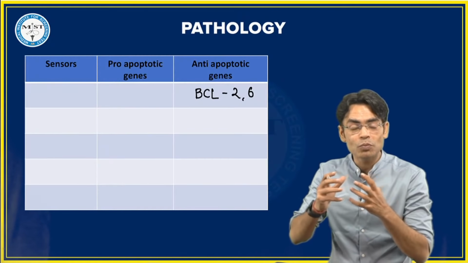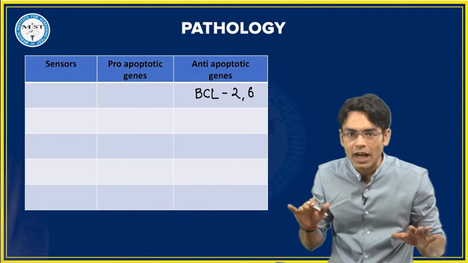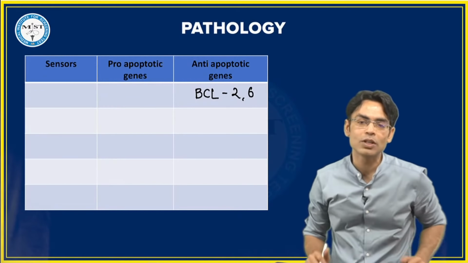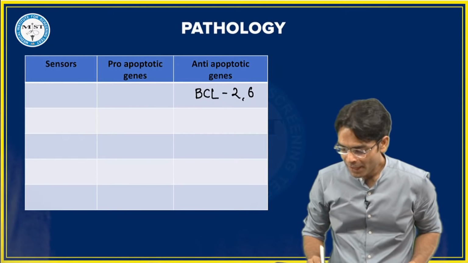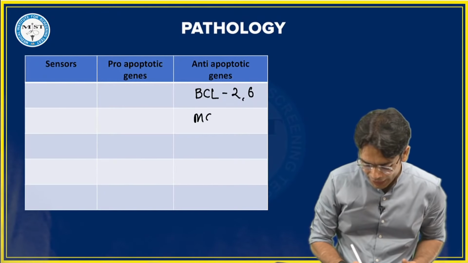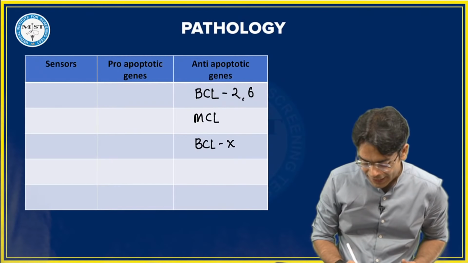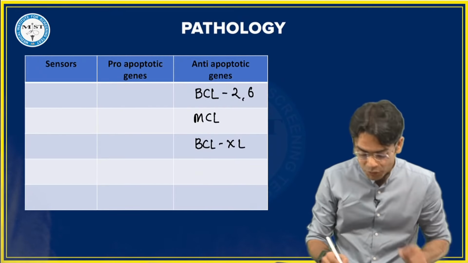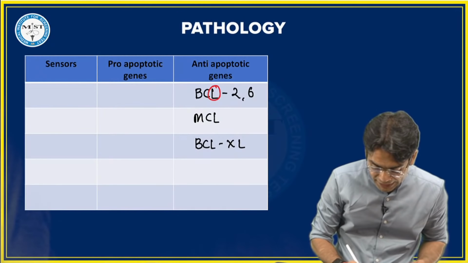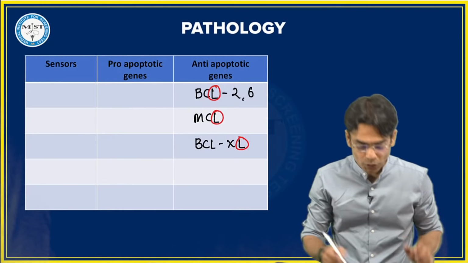So, beta, those are cancers. The cells, they keep on dividing. They don't die. Why? Because this is the molecule which is working over there. Okay? Very good, beta. Then your MCL. Then BCL-XL. So anywhere if you see, beta, you are having L at the end, that's your anti-apoptotic molecule.